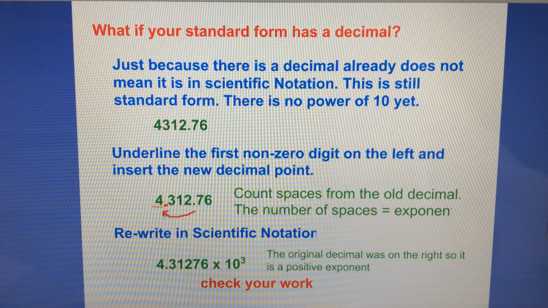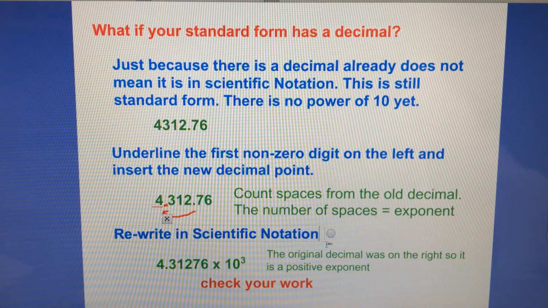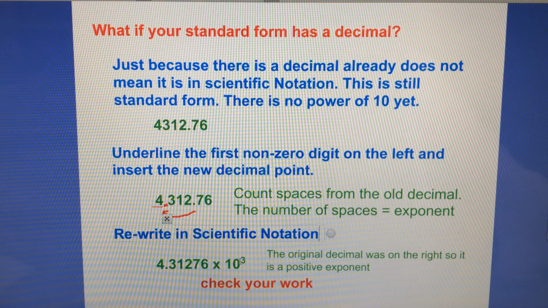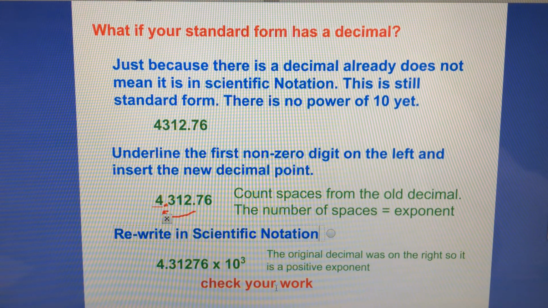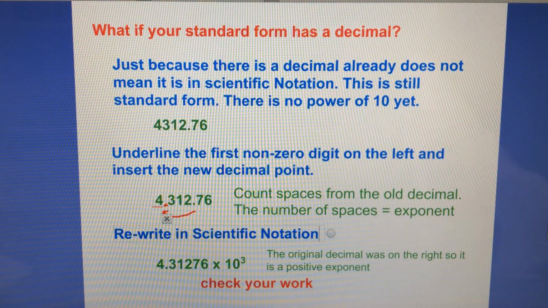Underline the first non-zero digit, 4, on the left and insert the new decimal. Count your spaces from the old decimal. That number of spaces is going to equal your exponent, and rewrite it in scientific notation. 4.31276 times 10. I moved it 3 spaces, 3. Now determine if that 3 should be positive or negative. The original decimal was on the right, so it is positive. But check your work to make sure that you have the correct answer.